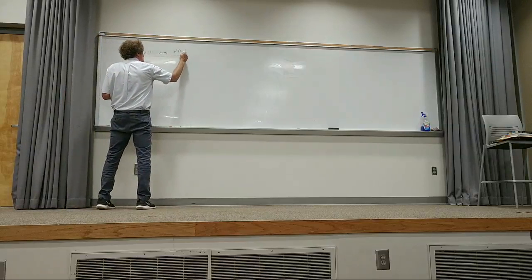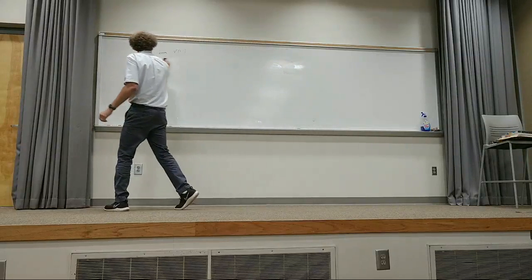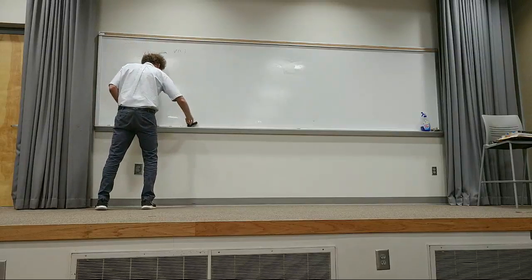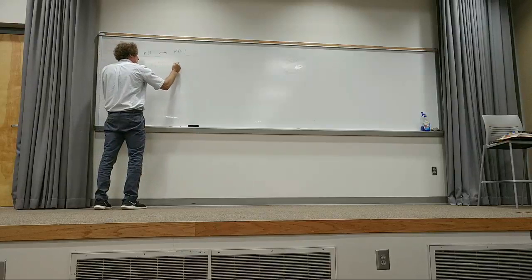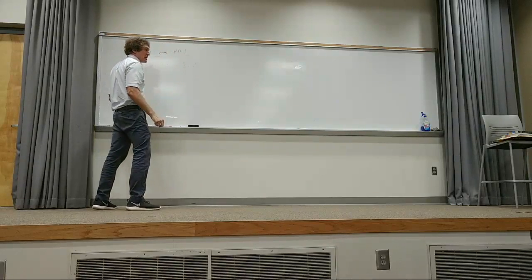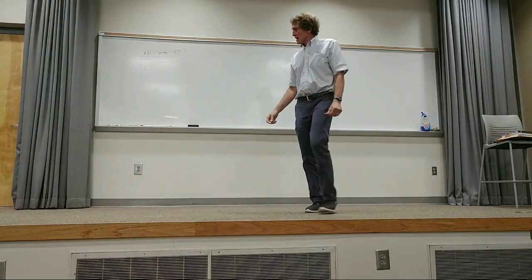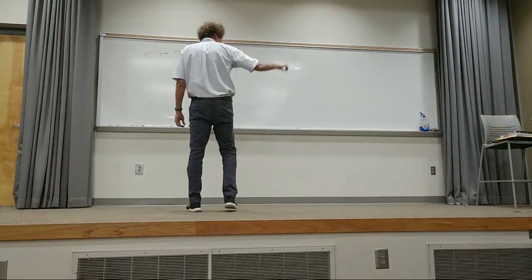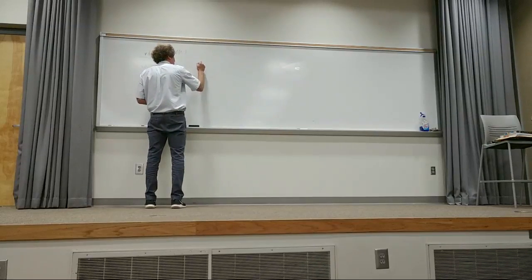Then, but then we can say that if we have something where we have x of t convolved, this is convolution, with h of t in the time domain, that's simply going to be x of omega times h of omega.